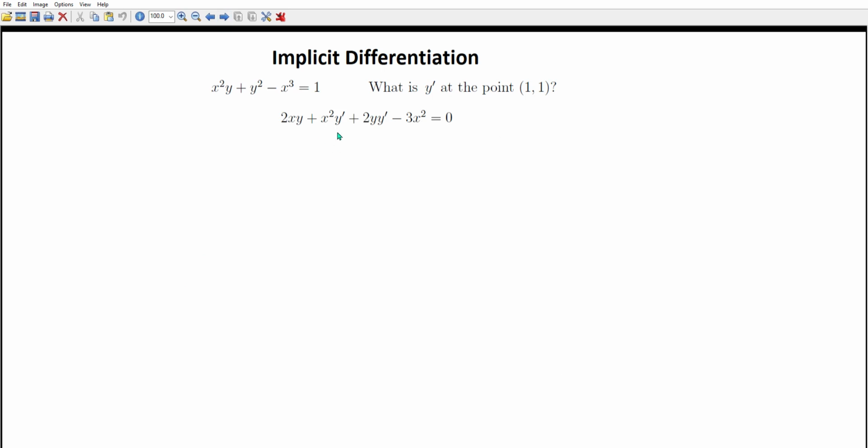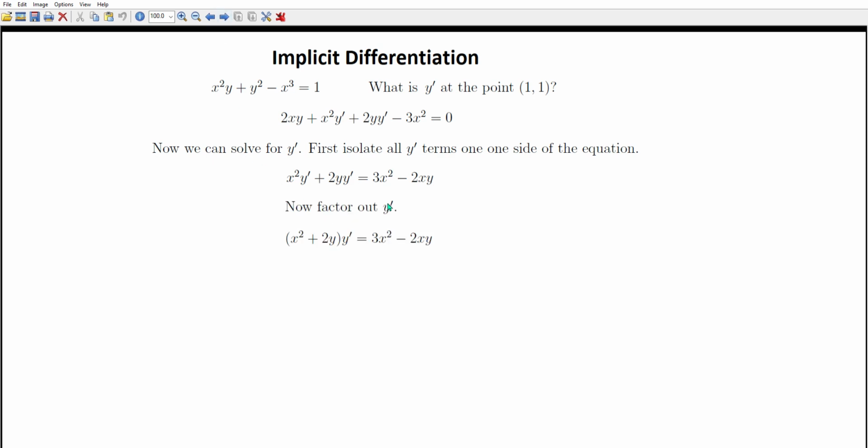So here's our expression, and now what we're going to do is solve for y prime. We start by isolating y prime on the left-hand side. So what we're going to do is take the 2xy term and move it over here. We're going to take the minus 3x squared term and move it over here, and we get the following. Now what we're going to do is factor out a y prime from the left-hand side. And finally, we divide through by x squared plus 2y to solve for y prime.